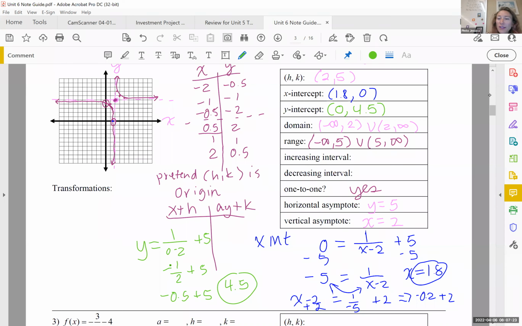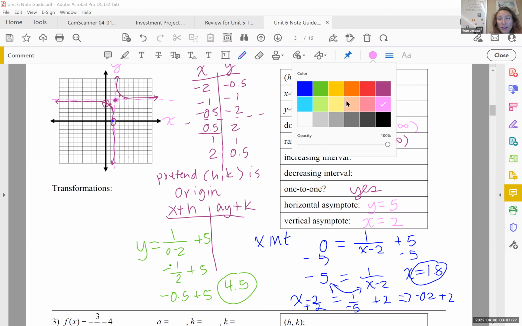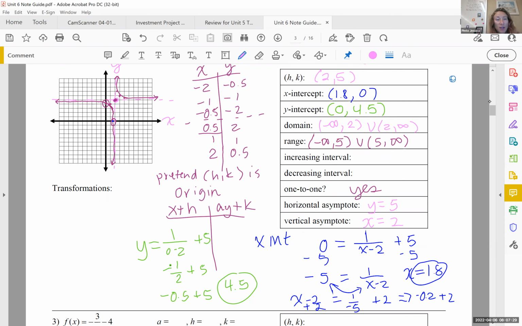And now for the increasing and decreasing, I know I'm going to use the domain. I just don't know if it's increasing or decreasing unless I trace it. So when I trace it from left to right, my finger goes down. So that's going to be decreasing. -infinity until 2, union 2 to infinity, meaning there's no increasing interval.